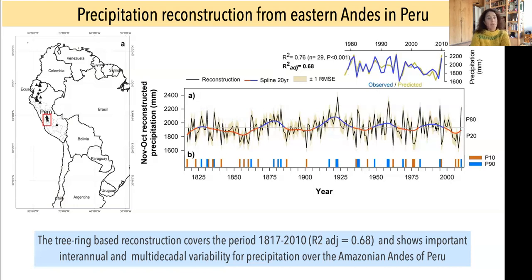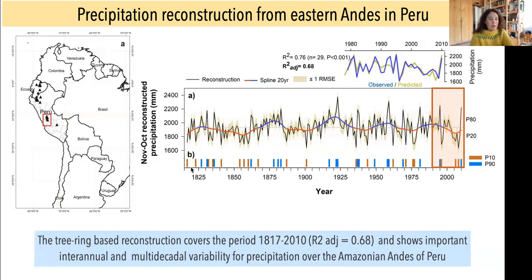These reconstructions, as you can see, present good interannual variability, and several multi-decadal periods of precipitation below and above the average. But it also presents a steady drop in precipitation during the last years, as you can see here, which was also reflected in the instrumental precipitation series that I showed you some slides before.